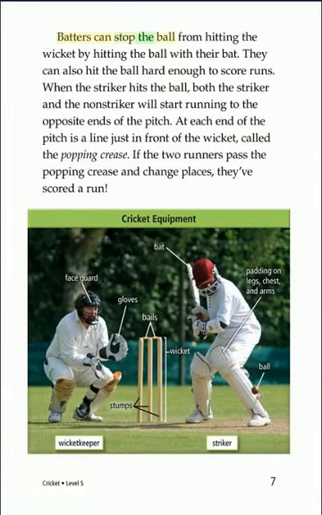Batters can stop the ball from hitting the wicket by hitting the ball with their bat. They can also hit the ball hard enough to score runs. When the striker hits the ball, both the striker and the non-striker will start running to the opposite ends of the pitch. At each end of the pitch is a line just in front of the wicket, called the popping crease. If the 2 runners pass the popping crease and change places, they've scored a run.